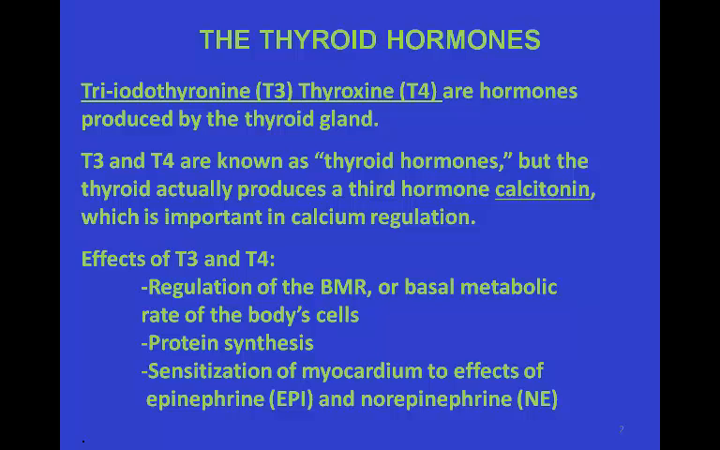So having said all of that, to reiterate, T3 and T4 regulate the basal rate at which the cells metabolize nutrients, most notably protein synthesis. They are absolutely required for the cell to make proteins. T3 and T4 have several other effects, including sensitization of the heart muscle, the myocardium, to the effects of other hormones, including epinephrine and norepinephrine. And we'll talk about epinephrine and norepinephrine later as well.